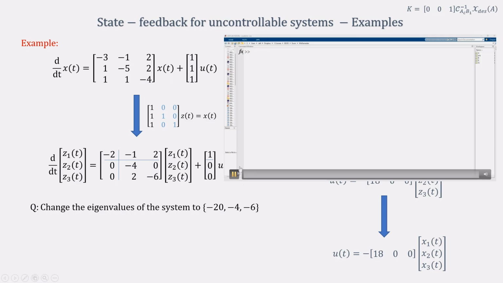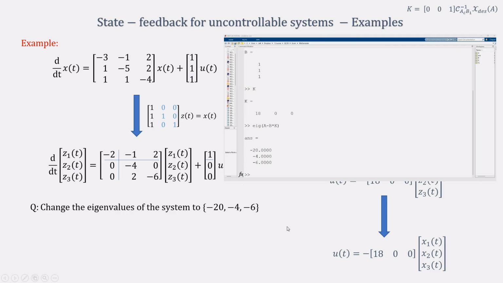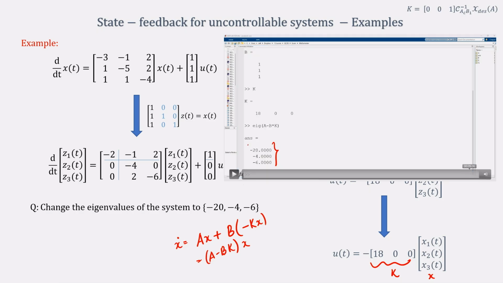If I show you now, notice that this is the A matrix, this is the B matrix and now this is the K matrix: 18 0 0. Now, if I find the eigenvalues of A minus BK, because the control law that I am using is Ax plus B times minus Kx, where this is your K and this is your x, the final matrix becomes A minus BK. So, these are your eigenvalues here, and you can see I have placed them at minus 20, minus 4 and minus 6.